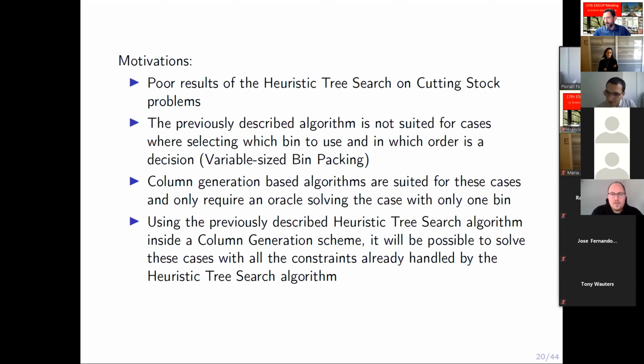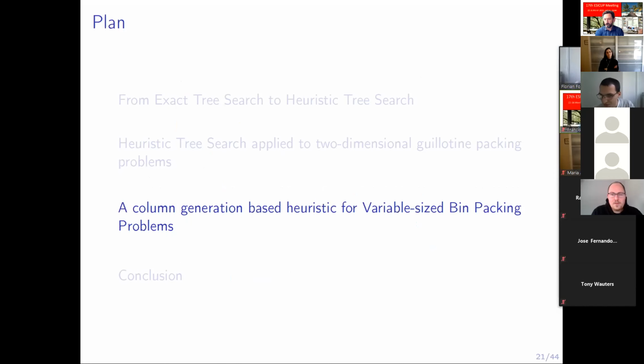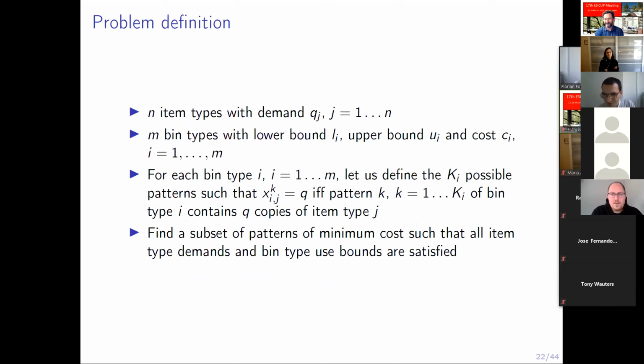the thing is, these cases can naturally be handled by column generation approaches. And if we want to implement a column generation approach, then we will need to solve a pricing problem, which is a knapsack problem. And this knapsack problem, we can solve it with a heuristic tree search. So that's why we decided to implement a column generation based heuristic. So I won't have much time for this part, so we'll be very quick.